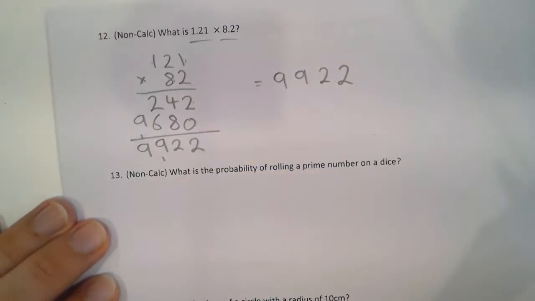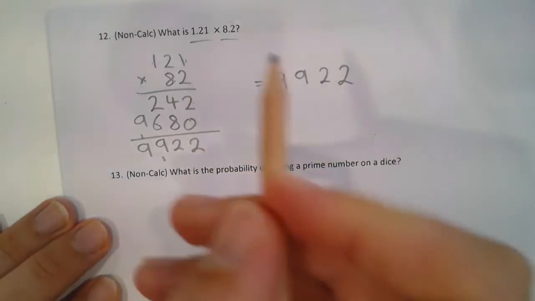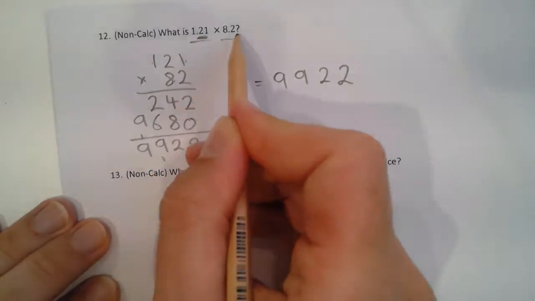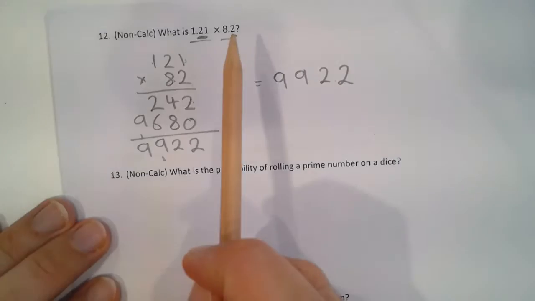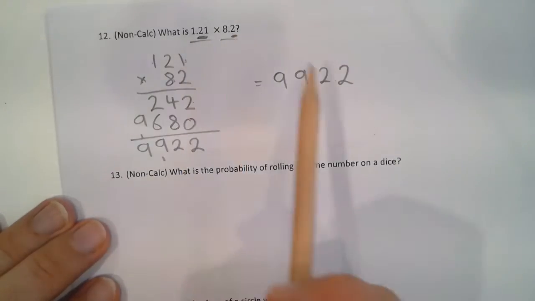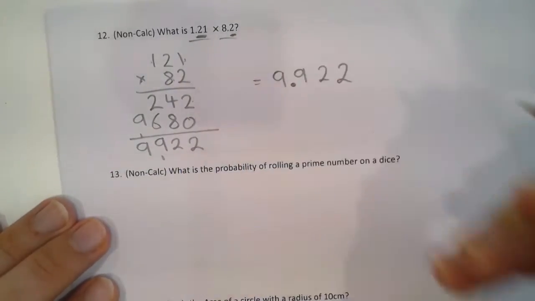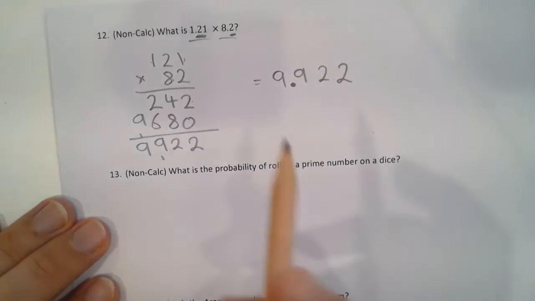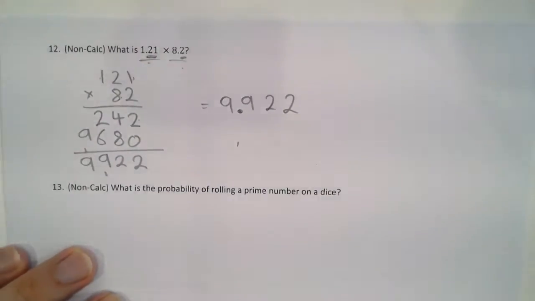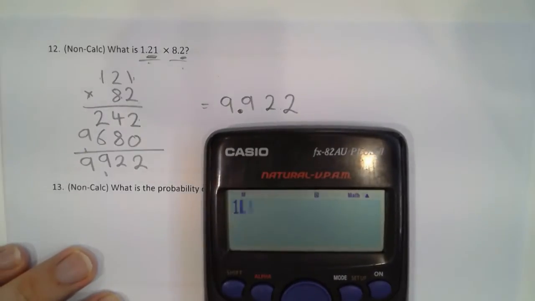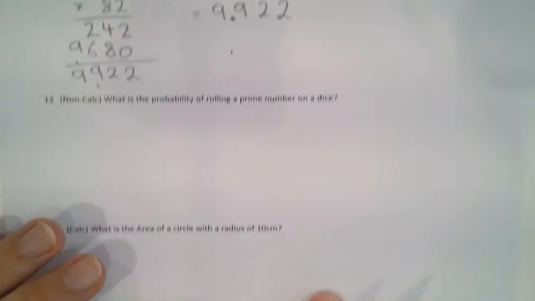So we got 9,922. Now we removed 1, 2, 3 decimal places. We ignored 2 decimal places here, 1 decimal place there, which is 3. So let's add in 3 decimal places. I'll prove it, just in case you doubt me. 1.21 times 8.2 is 9.922. Good times.